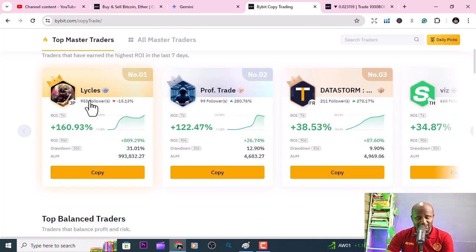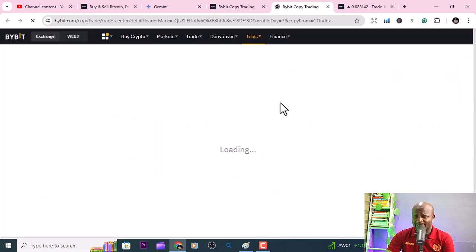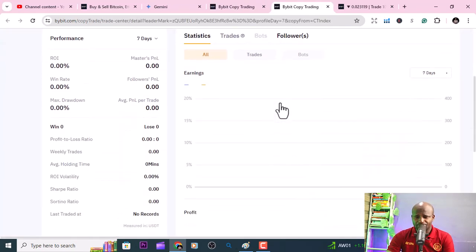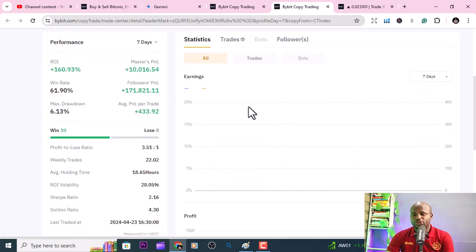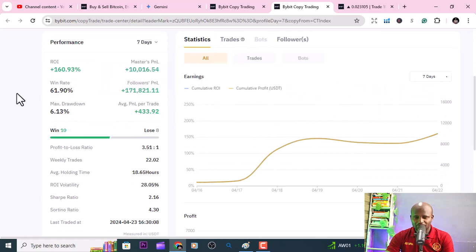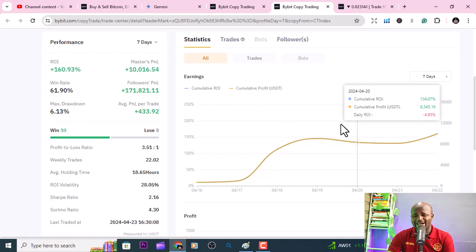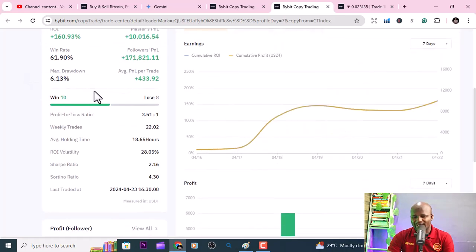Lycles has been consistently on the top. Number one is Lycles. I don't know the English name well, but I'll call it Lycles. So this is what he is doing. Return on investment is 160.93% for 7 days. See, that is great. Master's P&L, he has made 10,000 plus. Win rate is 61.90. Followers' P&L is 171,821 US dollars. Max drawdown 6.13.